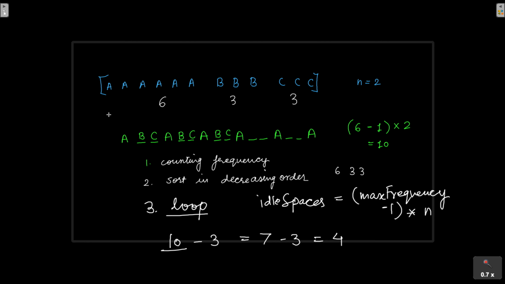And then given that we would have counted all the frequencies of these characters here, the only thing remaining would be to return idle spaces plus task length. So that is your complete algorithm. There are a few corner cases that we can think about when we are actually implementing it. So let us go to the code and start implementing the question.